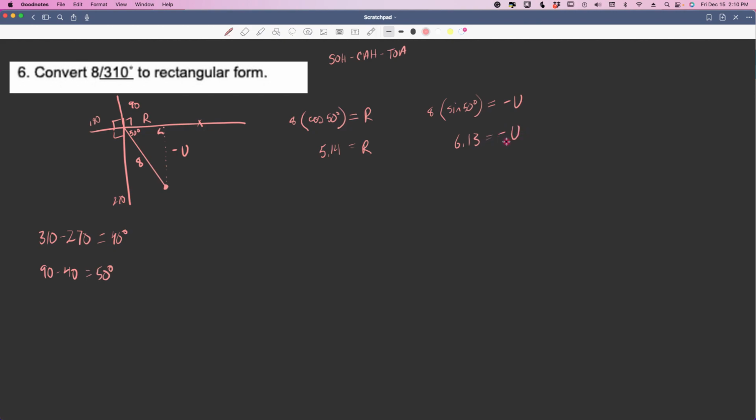We don't like u to be negative, so we multiply everything on both sides by a negative 1. Negative 6.13 equals u. And I wrote 14 for some unknown reason. Should have been a 3. Now we can put them together to find the rectangular form. That'd be 5.14r minus 6.13u, and that is your answer. And that is all there is to it. All right, moving on to the next problem.